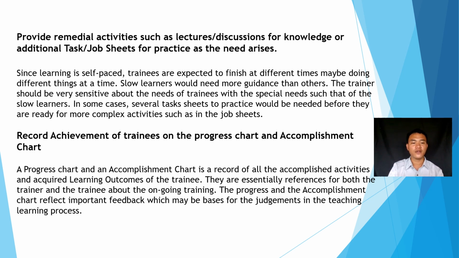Record achievement of trainees on the progress chart and accomplishment chart. A progress chart and accomplishment chart is a record of all the accomplished activities or required learning outcomes of the trainee. They are essentially references for both the trainer and the trainee about the ongoing training. The progress and the accomplishment chart reflect important feedback which may be the basis for judgments in the teaching-learning process.